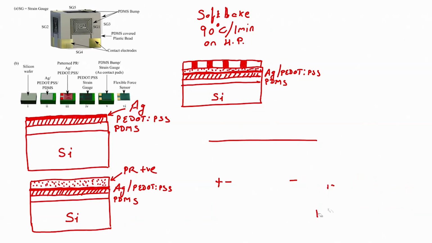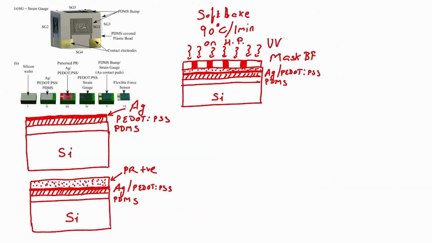Now, after loading the mask. That mask was a bright field mask, we can see clearly. After loading the mask, what is the next step? The next step is UV exposure, right. Next step is UV exposure. So, UV exposure, cool.